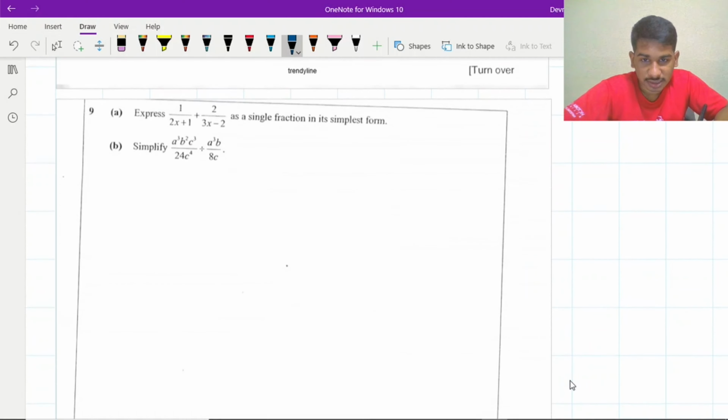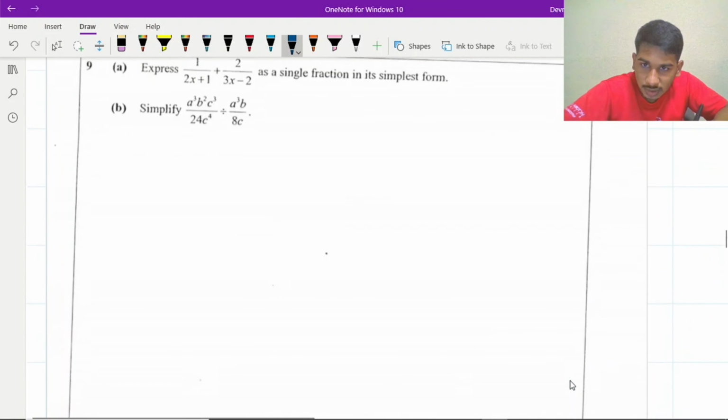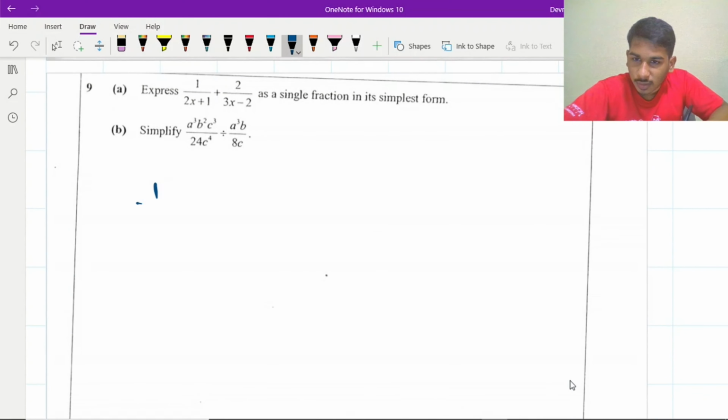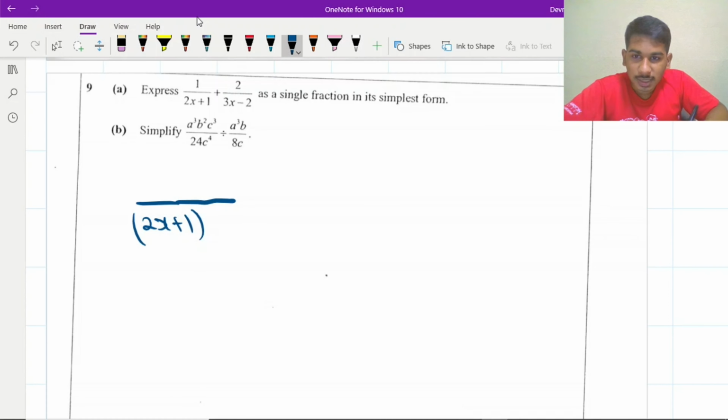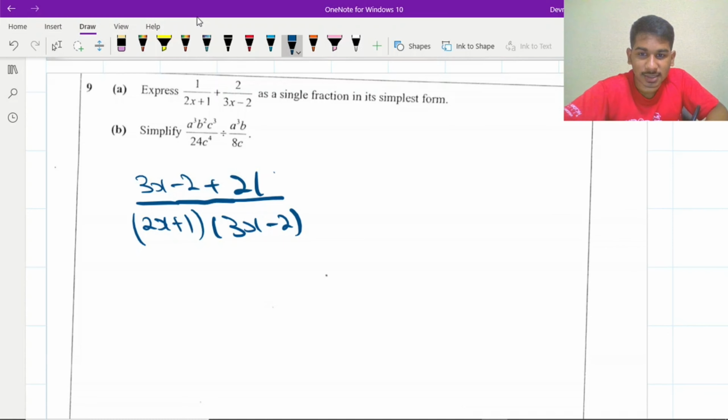Express that as a single fraction in the simplest form. Isn't it the same thing we got in sec 1? Okay, a bit difficult. We just need to multiply the denominators, make them into a common denominator. To get that, you get 2x plus 1 times 3x minus 2. To get that denominator, we need to have 3x minus 2 there, and then you have to multiply by 2x plus 1 on the right hand side.